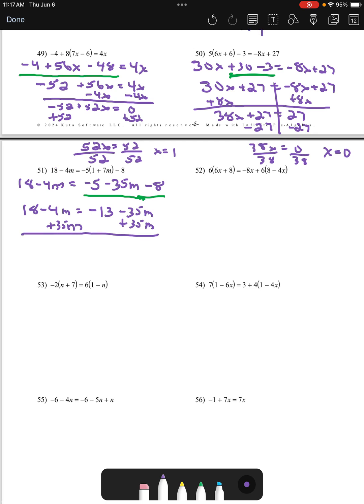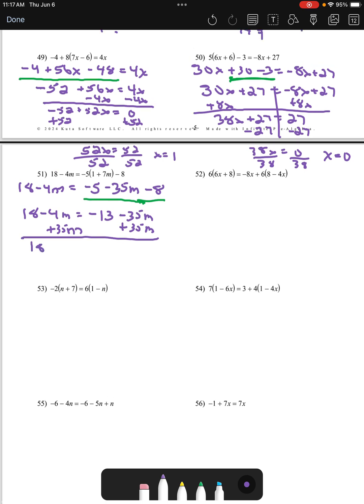Now that both sides are simplified, we can start working to solve. The smaller m is the -35m. When we add it to both sides, we're going to get 18 plus 31m equals -13. We're going to subtract 18 from both sides to get 31m equals -31. We're going to divide both sides by 31 to get m equals -1.